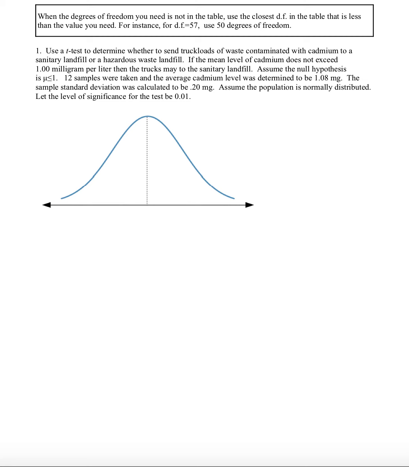So let's let the null hypothesis be that mu of the cadmium must be less than or equal to 1. Assume that 12 samples are taken and the average cadmium level of those samples was determined to be 1.08 milligrams. The sample standard deviation has been calculated for you to be 0.2 milligrams. Assume the population is normally distributed and the level of significance is 0.01, so we should be very confident in our results.